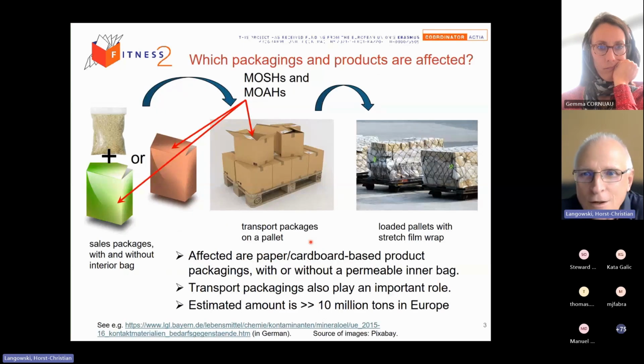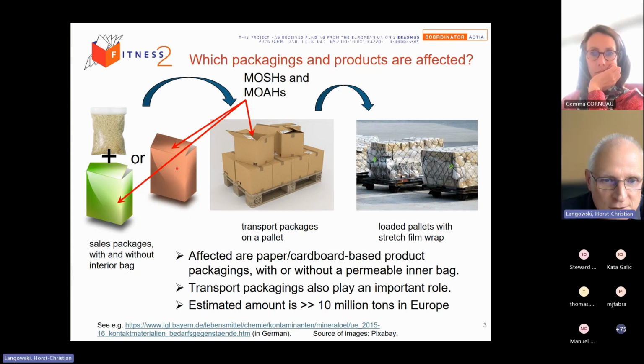So first, this is which kind of packaging materials are affected and where they are located. We first have corrugated cardboard boxes as transport packagings, but we also have sales packagings from recycled paper, and those may be either with an inner pouch, this is also very common, or in some areas we will have no pouch at all. We just have the recycled paper for a few kinds of products.